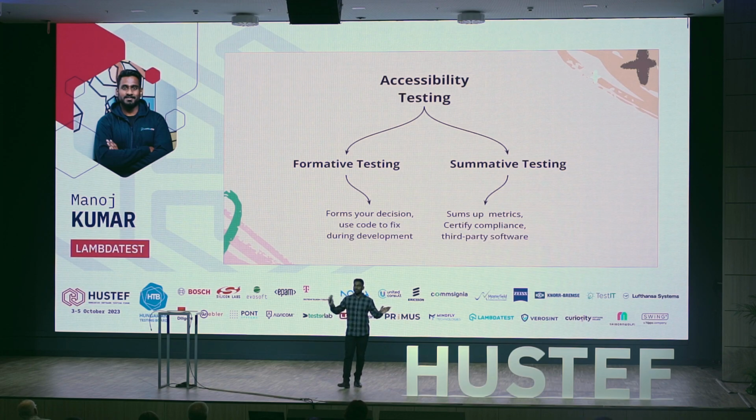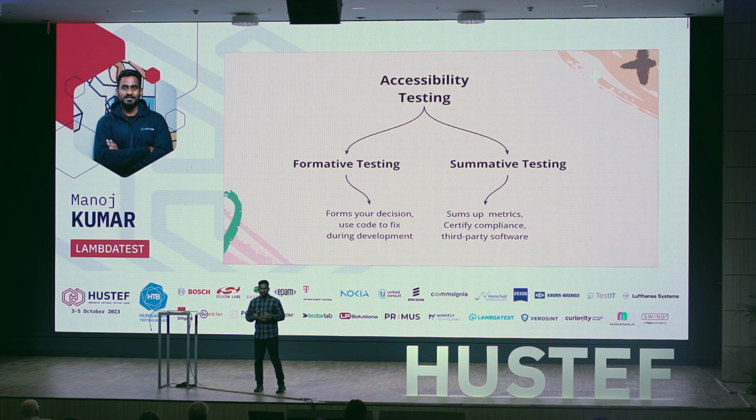So in accessibility testing, there are two things that you could do. One is formative testing, and one is summative testing. Summative testing is usually at the end, where some agencies will do an exhaustive testing of your application and will give you a certificate. And that certificate is mostly useful when you're getting sued, for example. We say, hey, we have a certificate. They have something called VPAT.